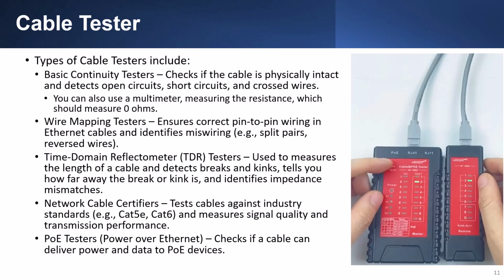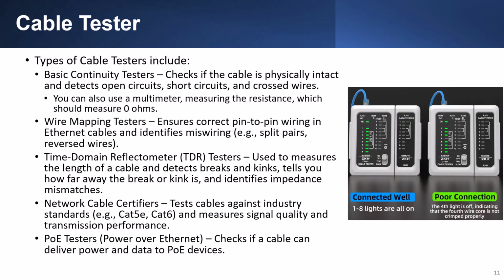Types of cable testers include the basic continuity tester, which checks if the cable is physically intact and detects open circuits, short circuits, and crossed wires. You can also use a multimeter measuring the resistance, which should measure 0 ohms. However, you'll have to test pin by pin, which is a more complicated and time-consuming process. Wire mapping testers ensure correct pin-to-pin wiring in Ethernet cables and identify miswiring, such as split pairs and reversed wires.